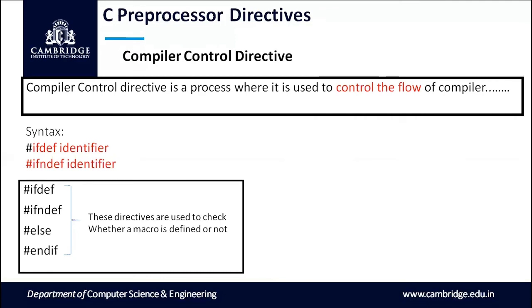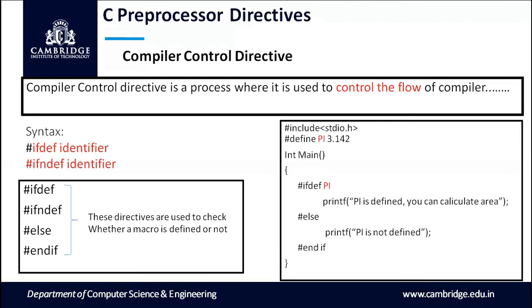The meaning of ifdef is if defined. ifndef is if not defined, n stands for not, def stands for defined. Again I have else, and after that endif. We'll see how exactly it runs with respect to a program.